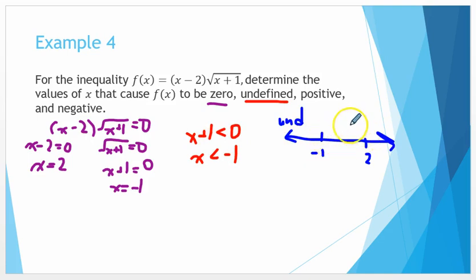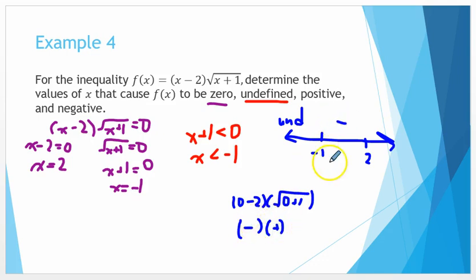If I try to plug in a number between -1 and 2, like 0, for example, I would have 0 minus 2 times the square root of 0 plus 1. Well, 0 minus 2 is a negative number, and 0 plus 1 is 1, the square root of that being a positive 1 still. A negative times a positive gives you a negative answer.